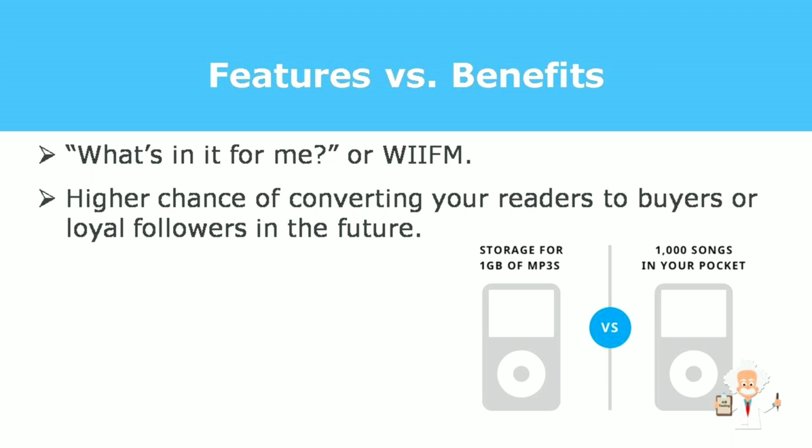Component number 5 is features versus benefits. Your readers will always have this question in their heads: What's in it for me? Or I like to say that your customers are tuned in to the station, WIIFM. If your sales copy answers this golden question completely, you have a much higher chance of converting your readers to buyers or loyal followers in the future.